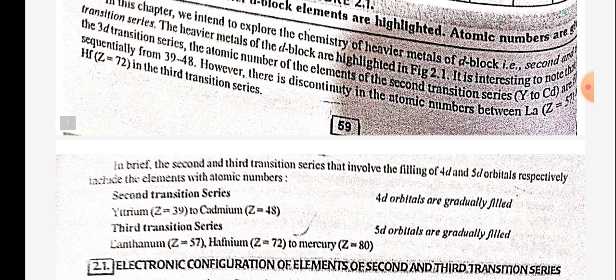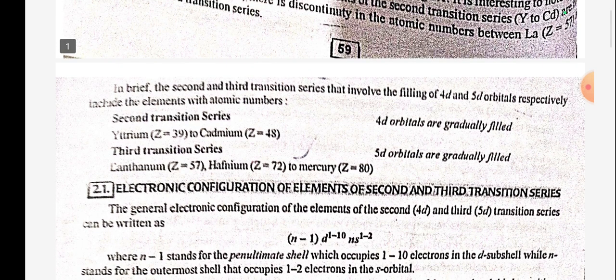In brief, the second and third series, which involve the filling of 4d and 5d orbitals respectively, include the elements with atomic number as follows. Second transition series: yttrium to cadmium, where 4d orbitals are gradually filled. Third transition series: lanthanum, hafnium to mercury.